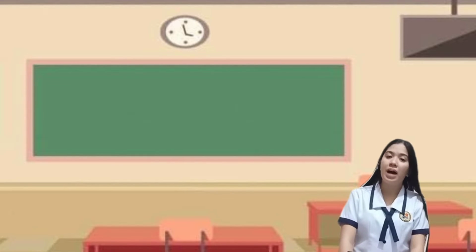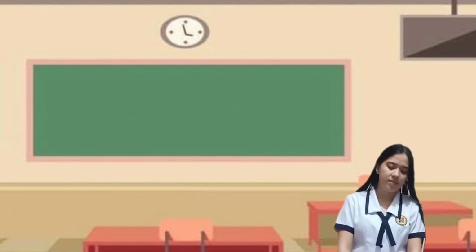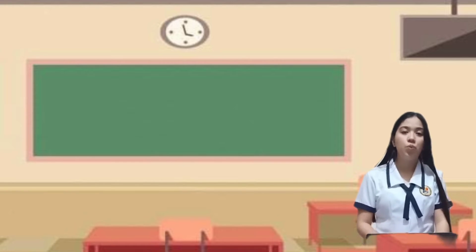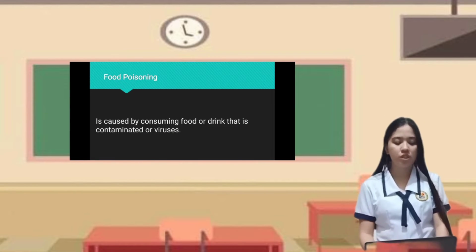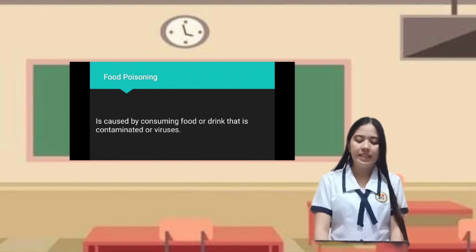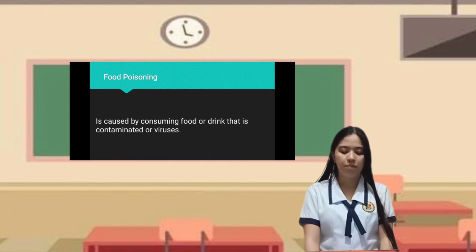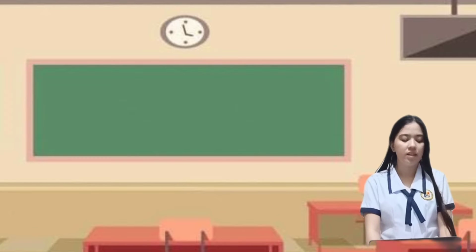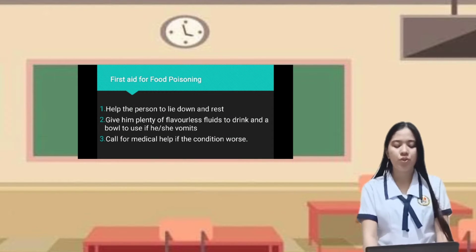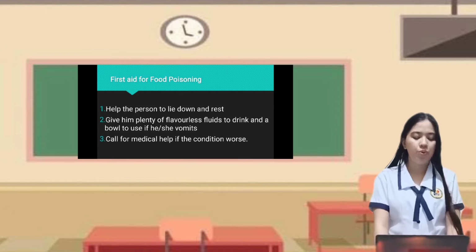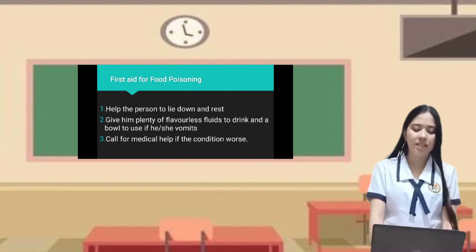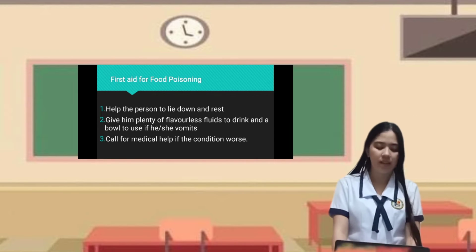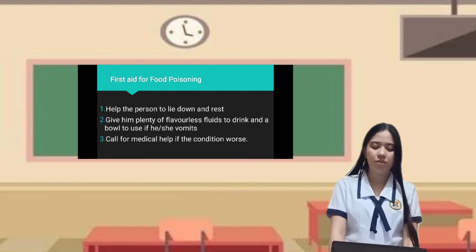Class, what do you know about food poisoning? Yes? Very good. So, food poisoning is caused by consuming food or drink that is contaminated by bacteria or viruses. So, this is the first aid for food poisoning. Number 1, help the person to lie down and rest. 2, give him plenty of flavorless fluids to drink and a bowl to use if he or she vomits. 3, call for medical help if the condition worsens.